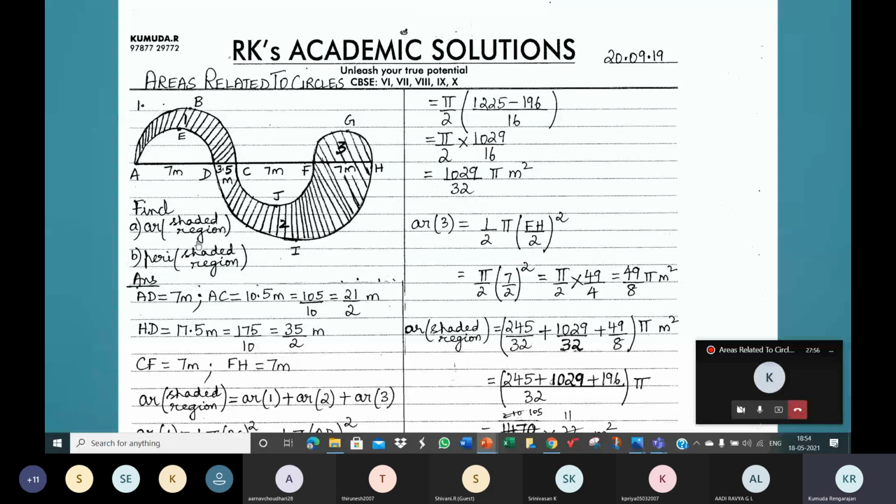You need to find the area of the shaded region and the perimeter of the shaded region.